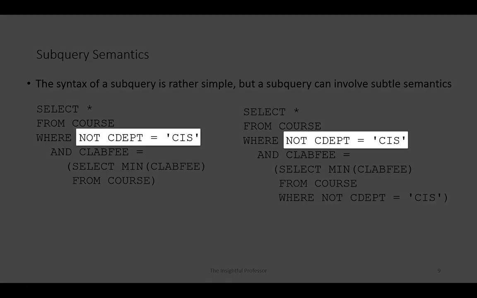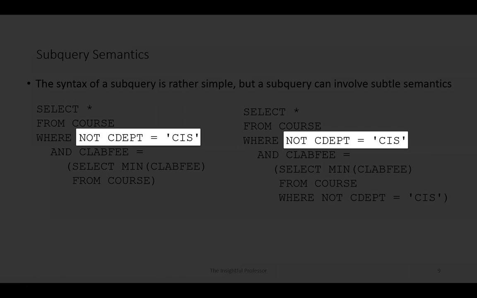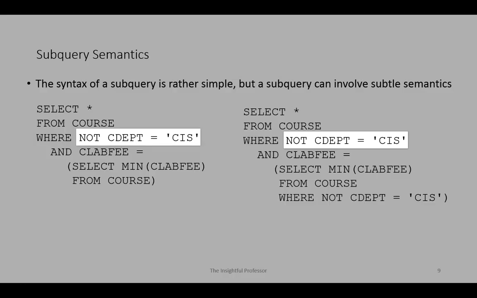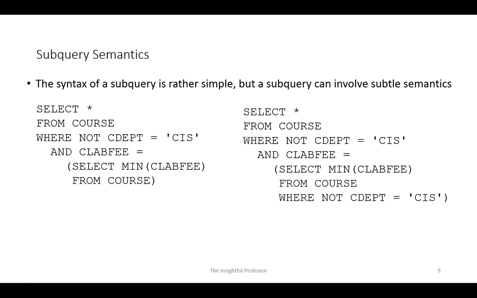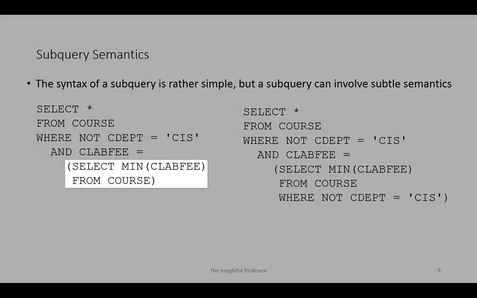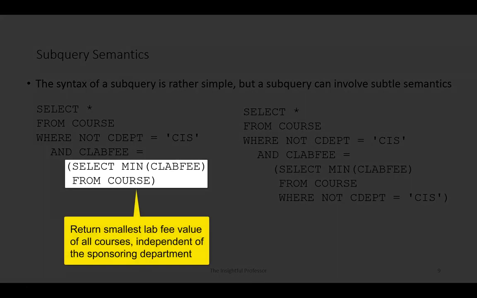Let's consider a variation on this. This query is also returning courses from the course table that are not sponsored by CIS, not C department equals CIS. Additionally, the lab fee of these courses must be equal to the value returned by the subquery. The difference between these two queries is how the subquery is formulated. In the query on the left, we are retrieving the smallest lab fee of all courses. It doesn't matter what the department is.